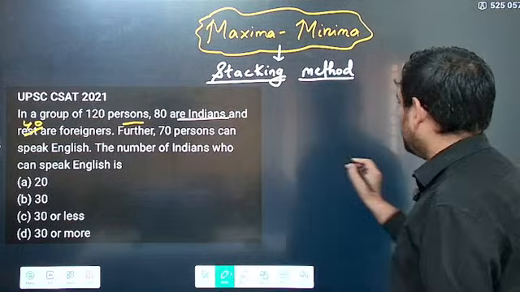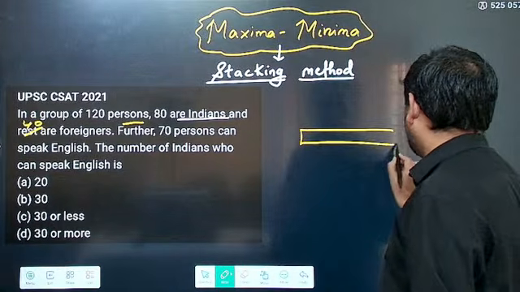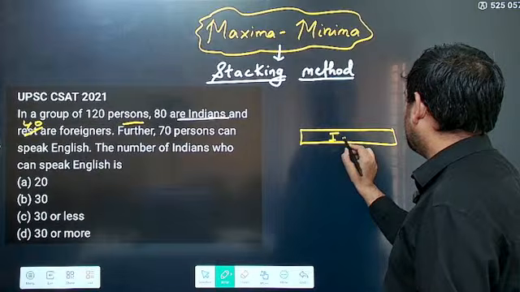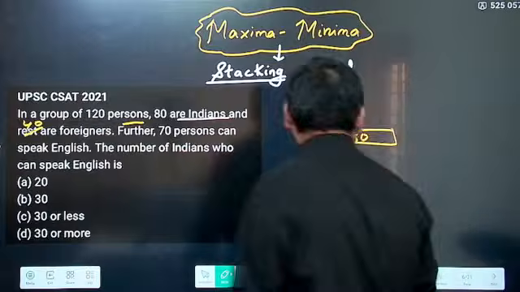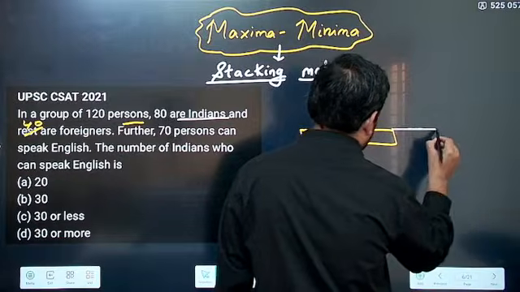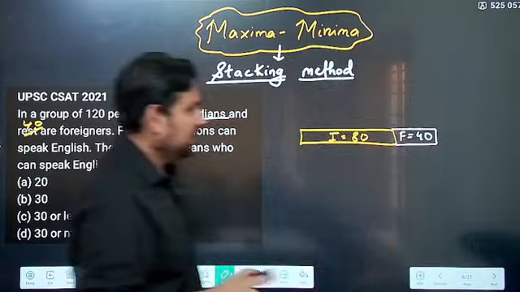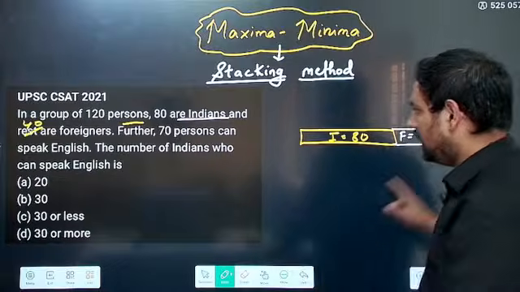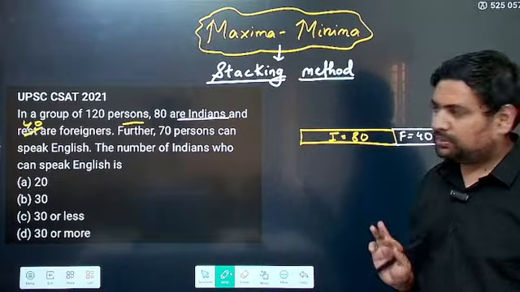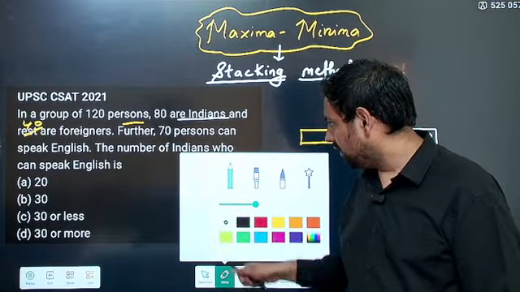Now look here. Basically I draw this. This is Indians equals 80. Then I also draw foreigners. So let's draw 40 foreigners also. This is foreigners equals 40. Is this the whole diagram? Correct. This is 120, the total number of people. Now see how we do it further.